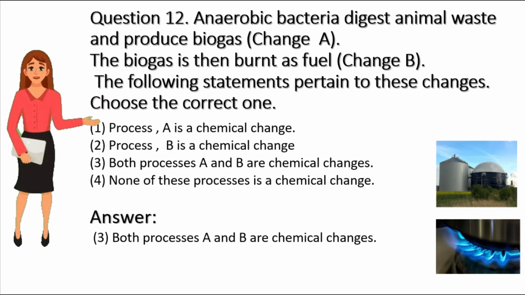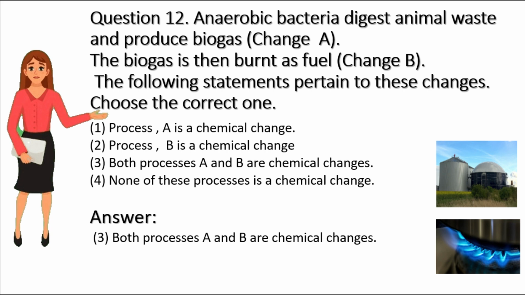Question 12. Anaerobic bacteria digest animal waste and produce biogas, change A. The biogas is then burnt as fuel, change B. The following statements pertain to these changes. Choose the correct one.